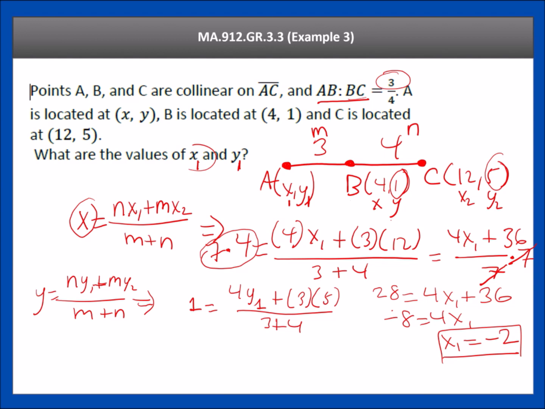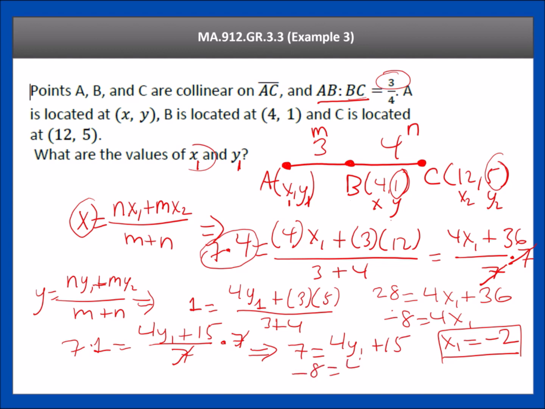All right, so we get 1 equals 4y1 plus 15 over 7. Again, let's multiply both sides by 7 to cancel that out. That gives us 7 equals 4y1 plus 15. Take away the 15 to get -8. And it looks like y1 also equals -2. So the coordinates are -2, -2.